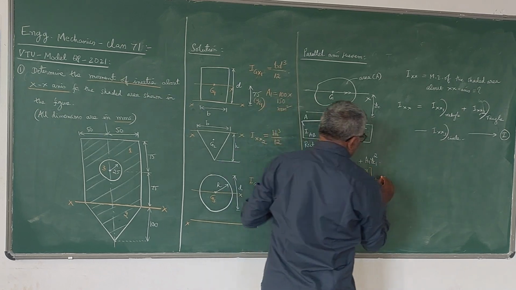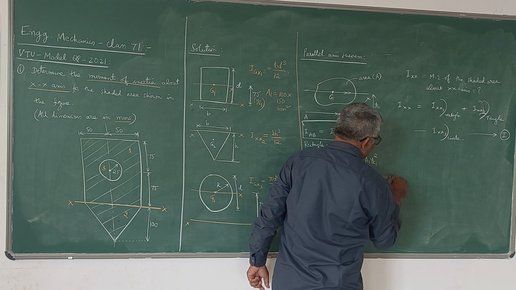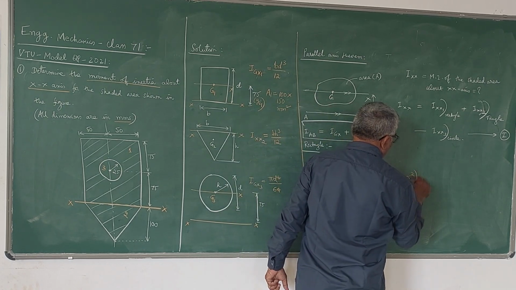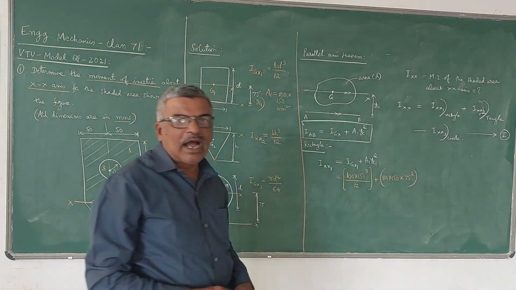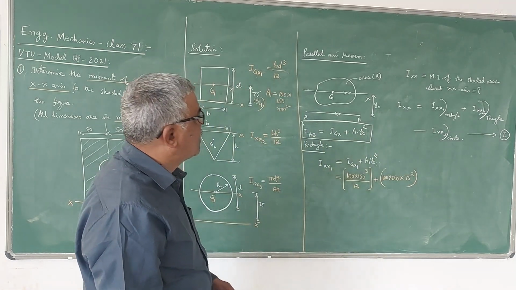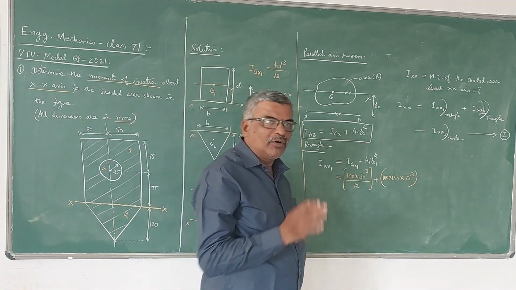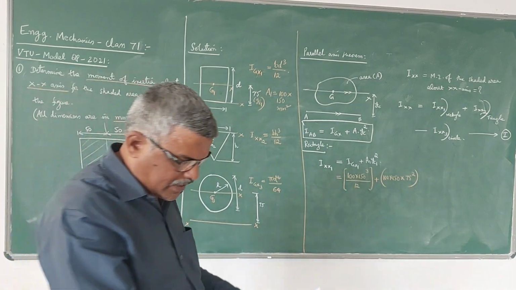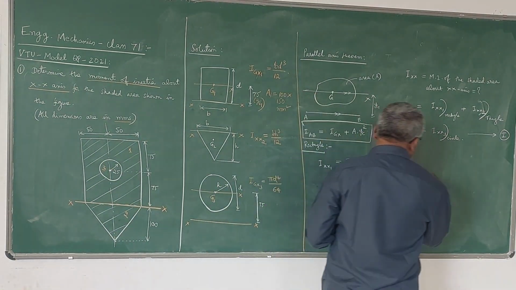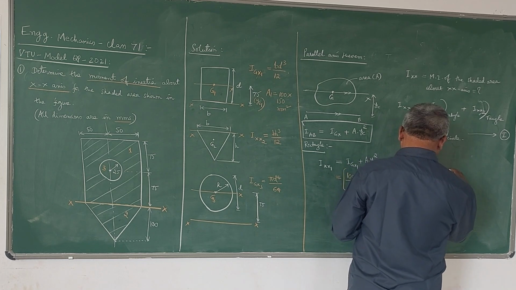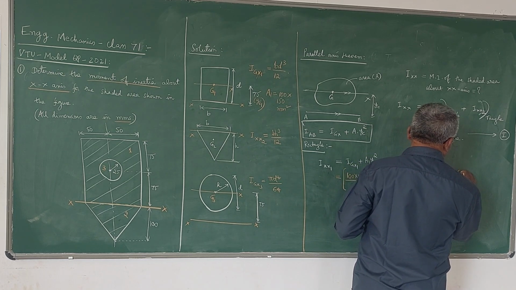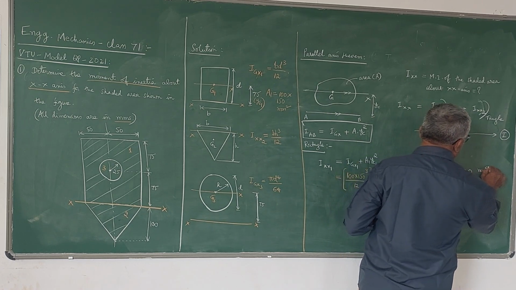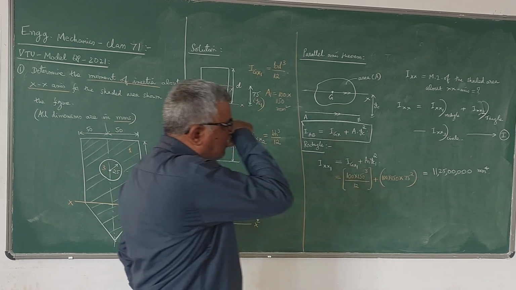A1 is 100 into 150 for the rectangle, and 100 into 150 into YC1, which is 75, squared. So this is the expression for Ixx1. Ixx1 is nothing but the moment of inertia of the rectangular portion about the x-axis. One stands for the rectangle. So the value we are going to get here is 1125 00 000. And you know that the unit for moment of inertia is millimeter to the power 4. So this is the value of Ixx1.